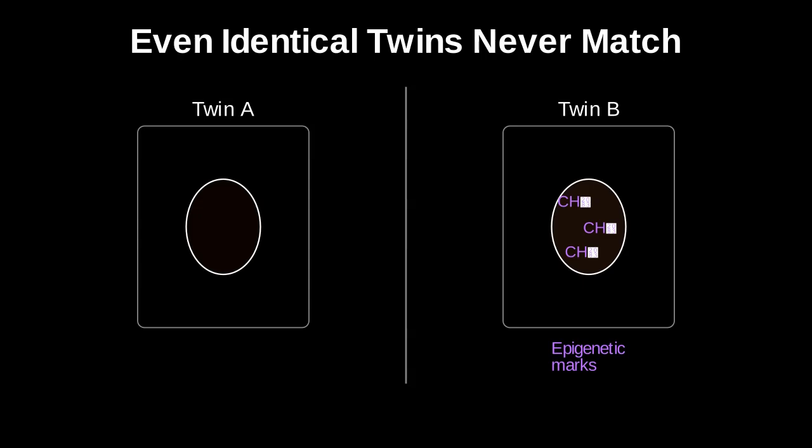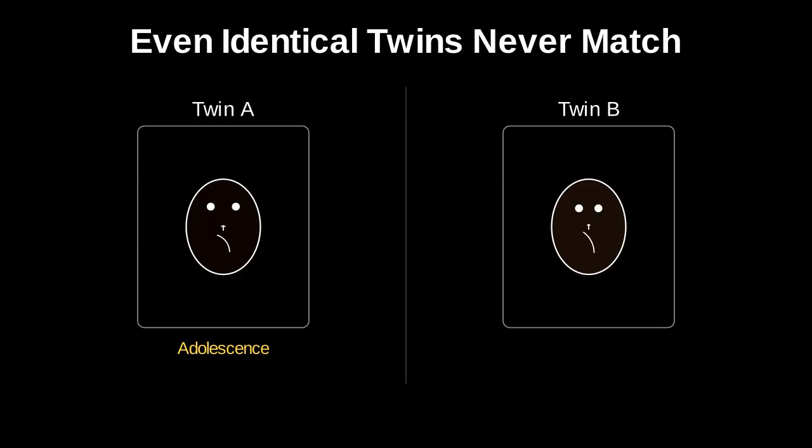Epigenetic marks add another layer of divergence. Chemical tags, methylation groups, silence certain genes in 1 twin, but not the other, subtly changing how local tissue grows and forms. By adolescence, those tiny early differences have snowballed. Bone structure, skin texture, subtle feature shifts. The faces are already measurably distinct, even to a casual observer.